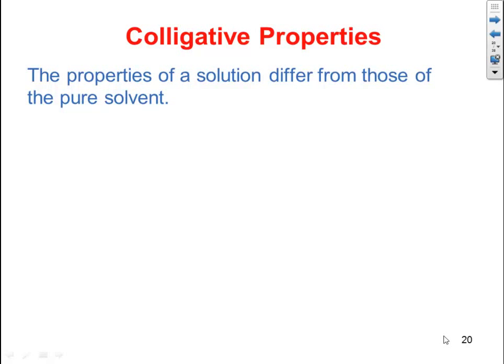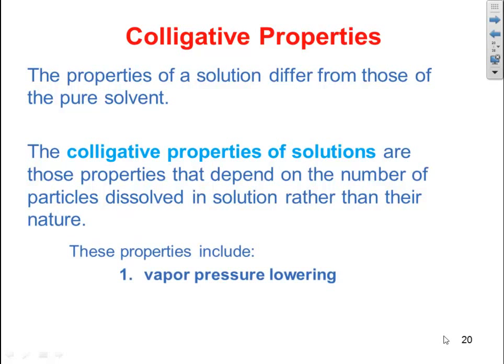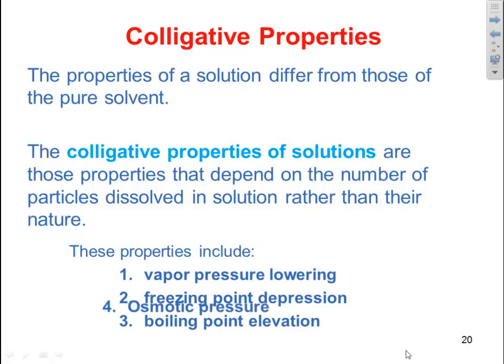Okay, let's talk about colligative properties. The properties of a solution differ from those of the pure solvent. The colligative properties of solutions are those properties that depend on the number of particles dissolved in solution rather than their nature. These properties include vapor pressure lowering, freezing point depression, boiling point elevation, osmotic pressure.